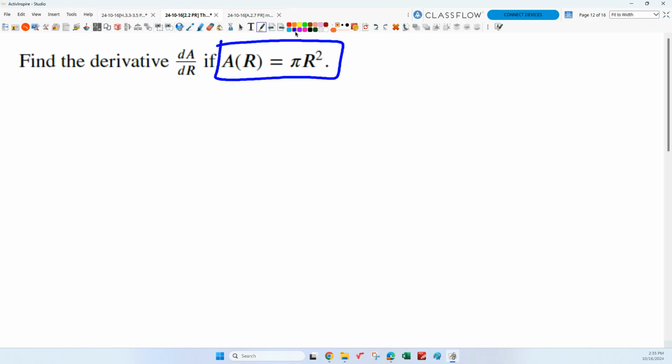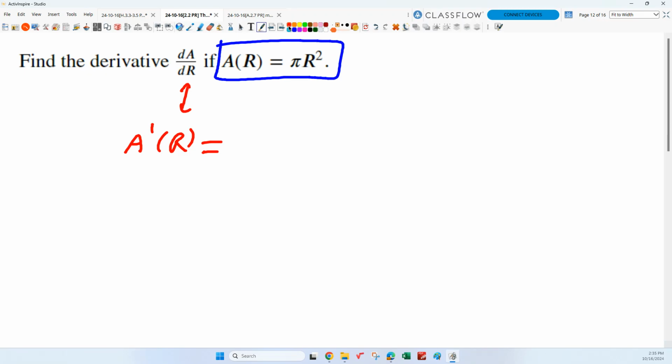So R would be X. The input variable is R, right? You have this function A as a function of R. So what you're calculating here, dA dr, that's just another way of saying A prime of R. Those are interchangeable, just different notations. They mean the same thing. So this is really easy, much easier than the last two you guys just did.